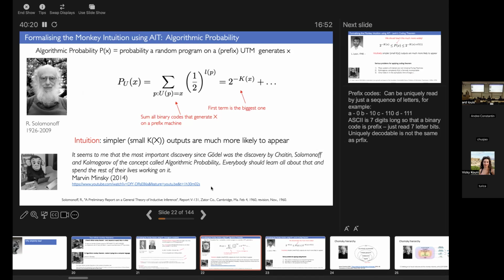I have a quote here from Minsky, which says that the most important discovery since Gödel was the discovery by Solomonoff and Kolmogorov of the concept called algorithmic probability. So this is the probabilistic version of Kolmogorov complexity. How likely is it to get a certain output on randomly typing into a universal Turing machine? It's exactly the algorithmic monkey story, right? So monkeys typing into a universal Turing machine, that's what they're formalizing here. And it tells you the probability is going to be at least 1/2 to the power of the Kolmogorov complexity, if you have minor inputs.